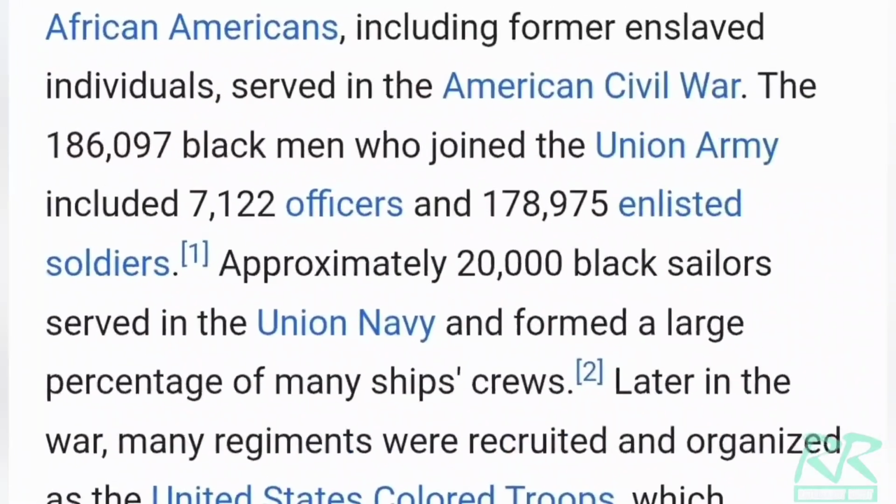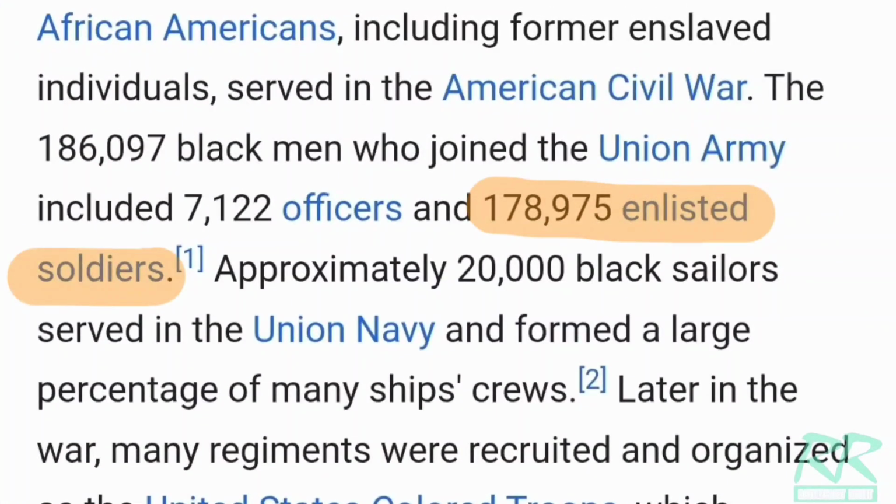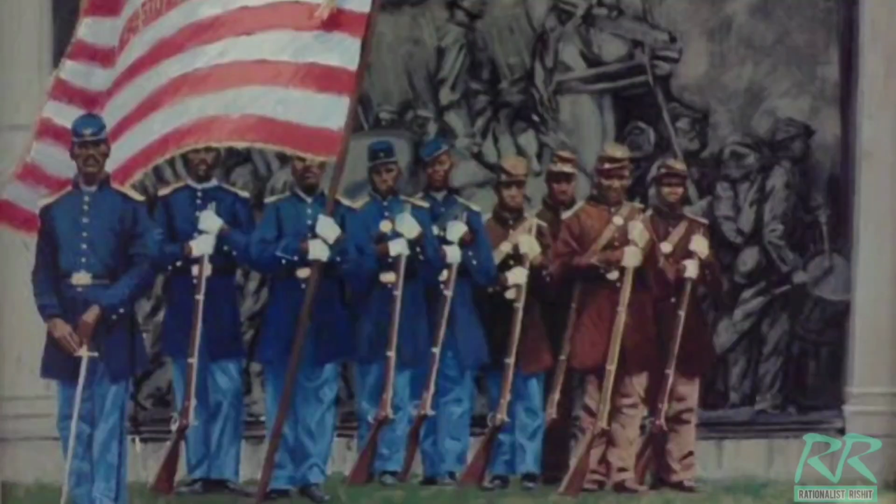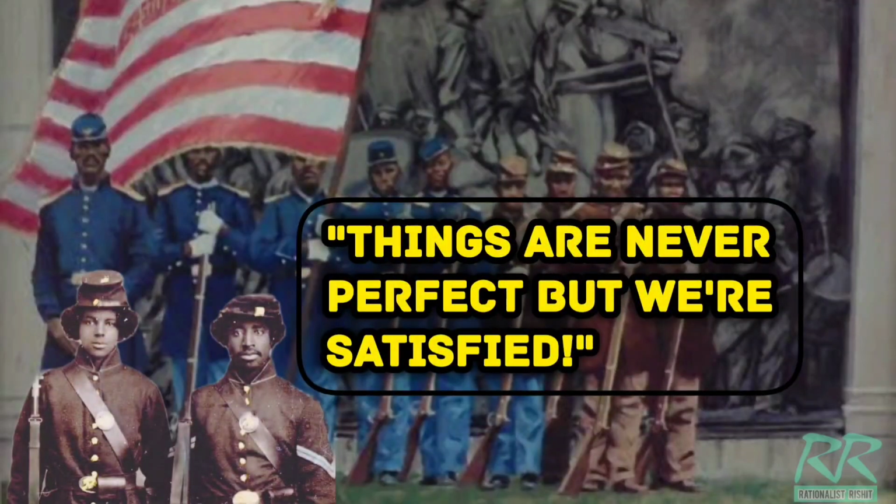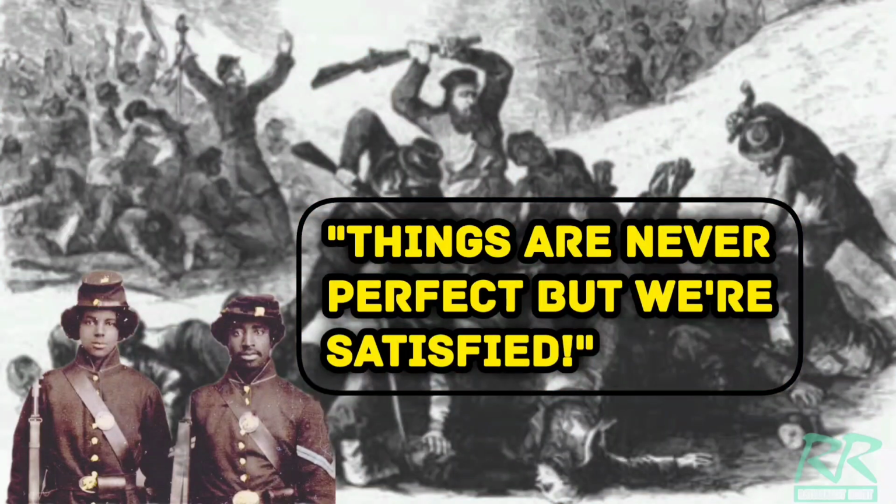By the end of the war, around 179,000 black soldiers had enlisted, making up about 10% of the Union's military forces. Units like the 54th Massachusetts Regiment became symbols of black courage and commitment, despite facing discrimination, lower pay, and harsher conditions than white troops.